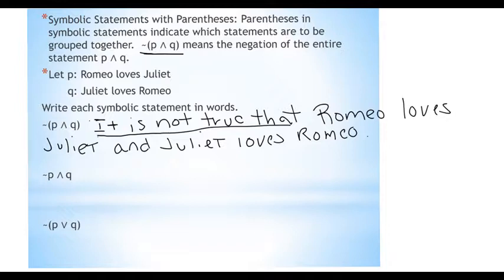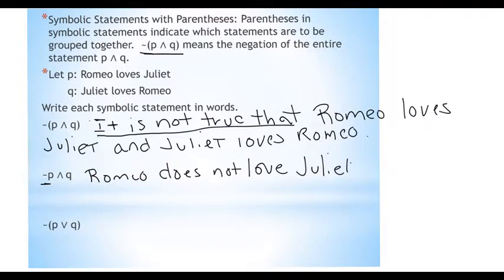Now the second one is different because we're not negating the whole statement, we're just negating P here because it's not in parentheses. So the whole statement would be Romeo does not love Juliet, and Juliet loves Romeo, because we're not negating Q.